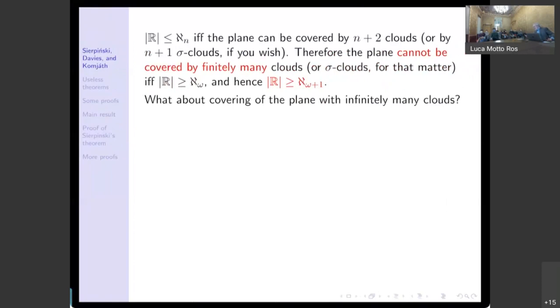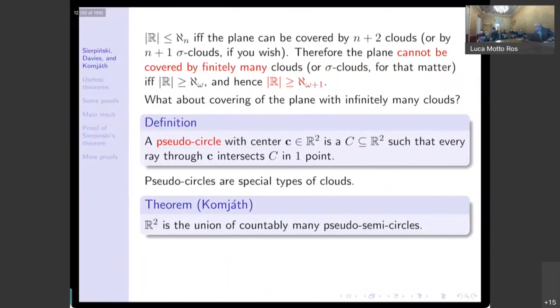What about covering the plane with infinitely many clouds? Now, I'm sorry for this definition, which is pretty bad. A pseudo circle. So what is a circle? We know what it is. The center, and all the points around you are at some fixed distance. Now, if you give away the idea that the distance is fixed, then you get a pseudo circle. In any direction you look, when you're sitting in the center, you see a point, but these points might be at different distances, so to speak. So really you want every ray.